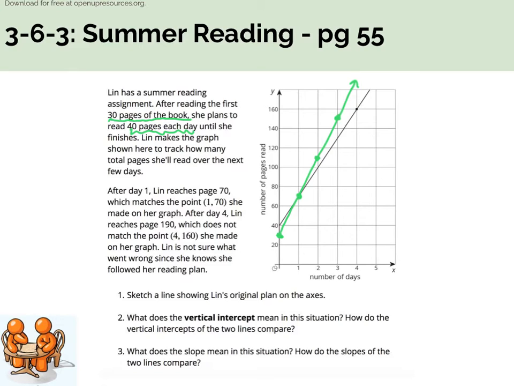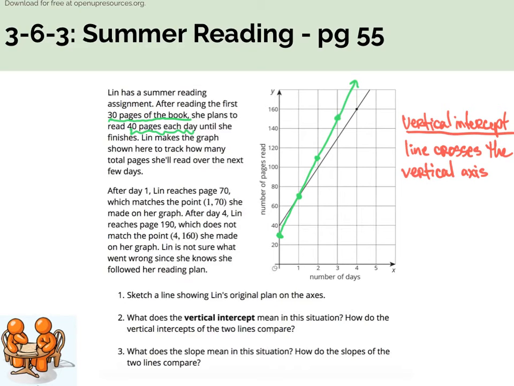All right, so let's look at number 2. What does the vertical intercept mean in this situation? How do the vertical intercepts of the two lines compare? So let's write down the definition of vertical intercept. Okay, so vertical intercept, that is where the line crosses the vertical axis.